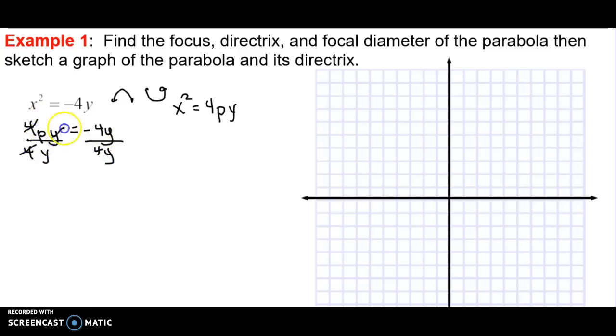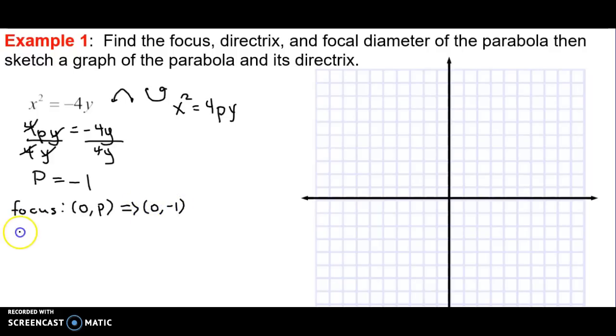Those cancel, and I'm left with p on the left side, and p equals negative 1. So this is now my p-value. Now I can begin to list out what they're asking me for. They're asking me for my focus, which I know is going to have to be 0, comma p. So that means my focus is going to be 0, comma negative 1.